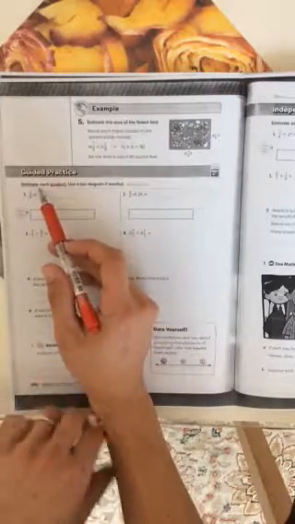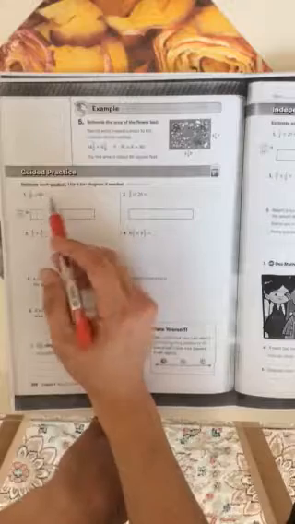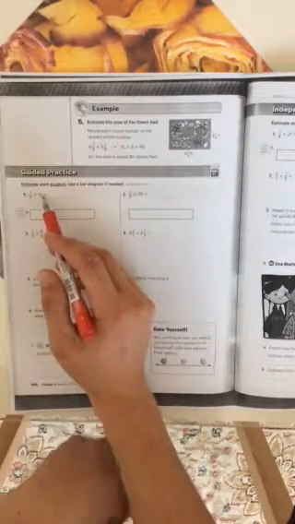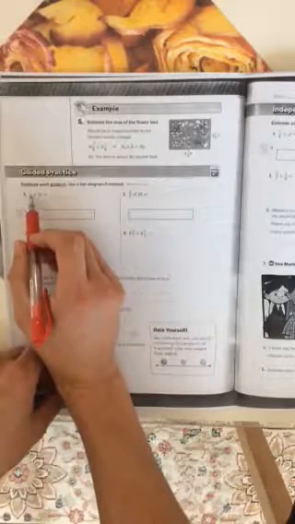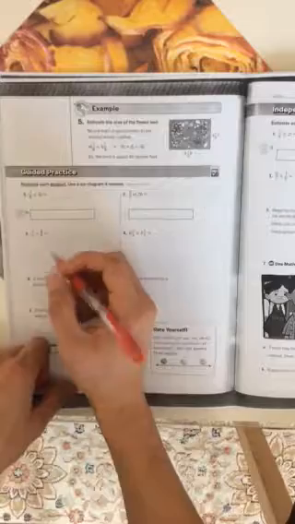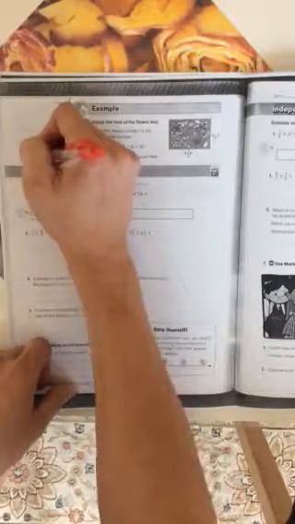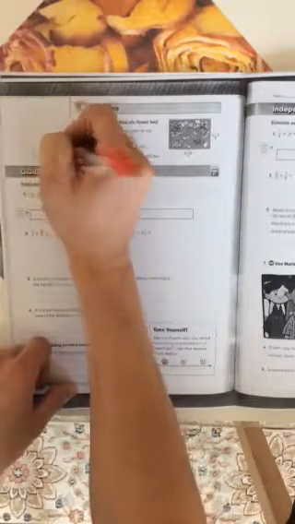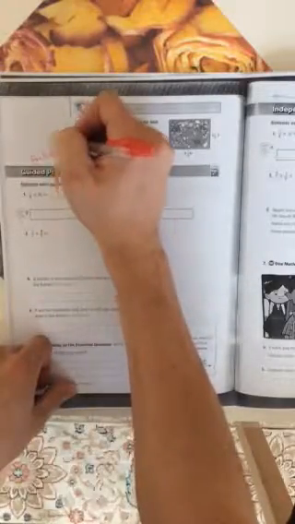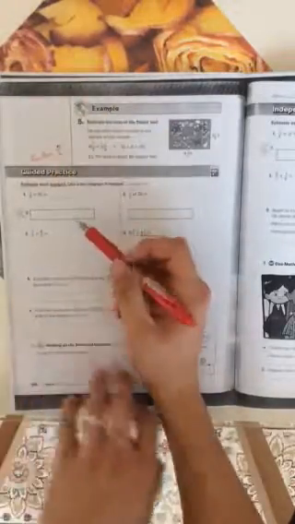So estimate, remember, to estimate means to get close. It doesn't have to be an exact answer. So for example, when the book's talking about multiplying a fraction, let me write that out. A fraction is where you have some number over another number, like this. That's a fraction, okay?